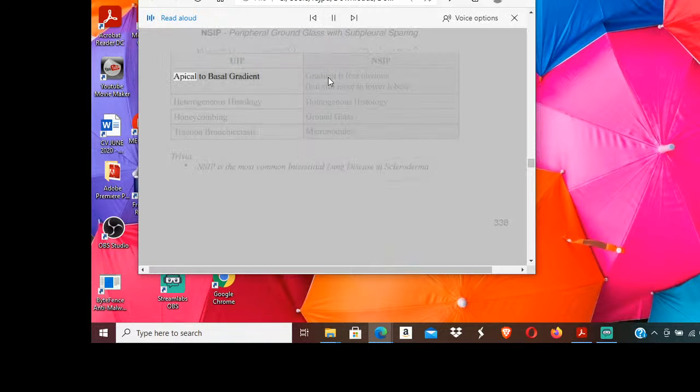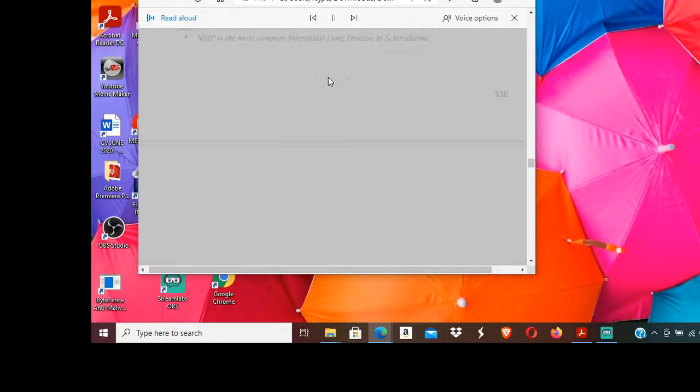UIP: apical to basal gradient, heterogeneous histology, honeycombing, traction bronchiectasis. NSIP: gradient is less obvious, but still more in lower lobes. Homogeneous histology, ground glass, micronodules. Trivia: NSIP is the most common interstitial lung disease in scleroderma.